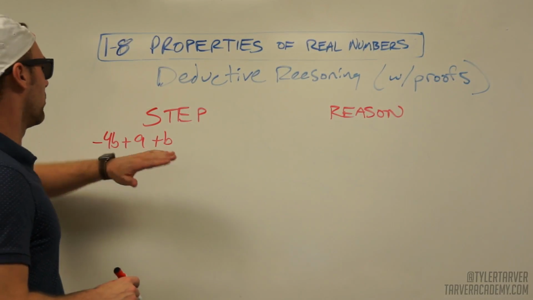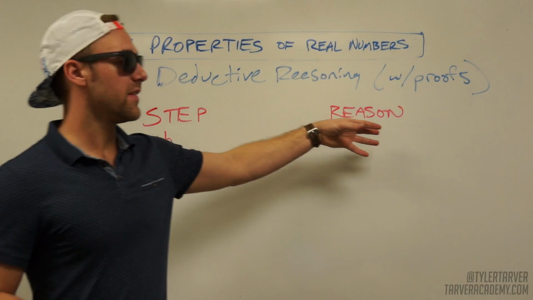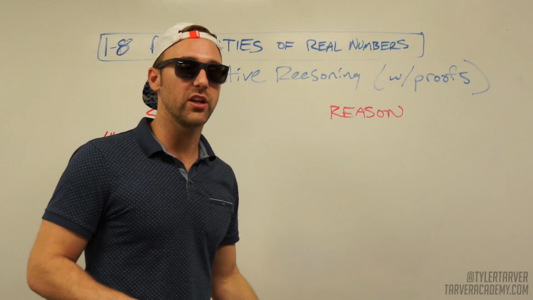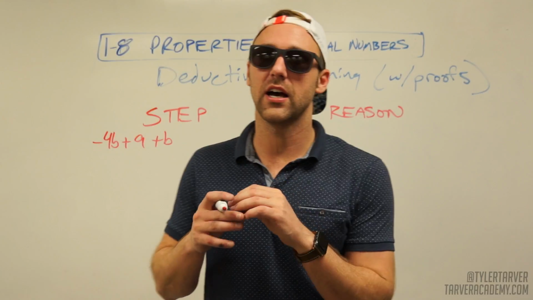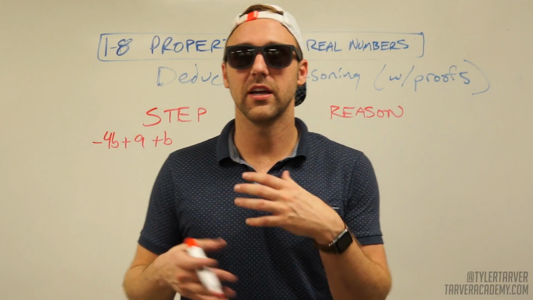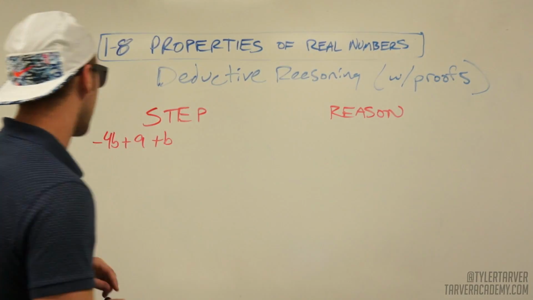So we want to solve negative 4b plus 9 plus b, and then I want to show reasons for why I'm able to do it. We're going to utilize a lot of the formulas, sorry, Mr. Eraser, not formulas, but the properties that we used earlier in the chapter. Okay?